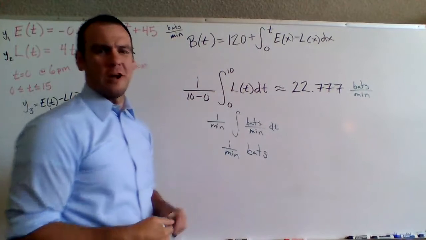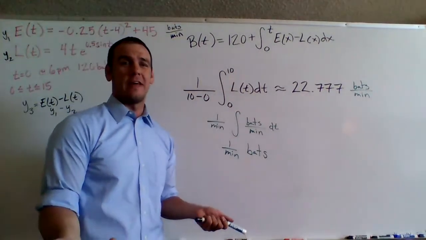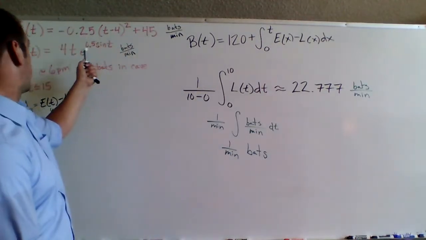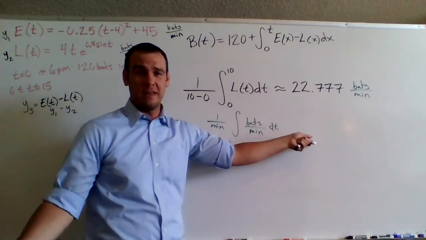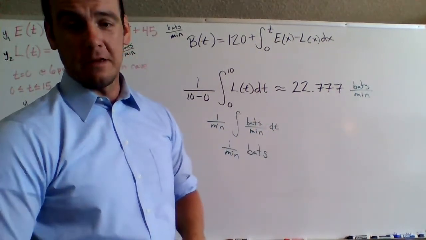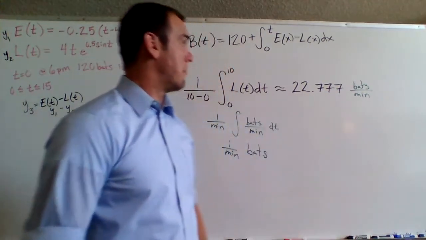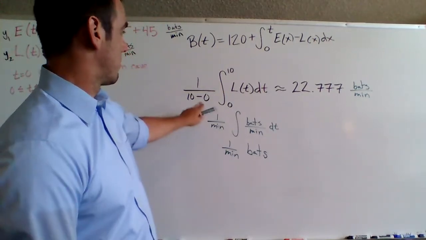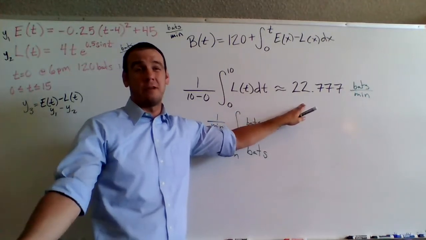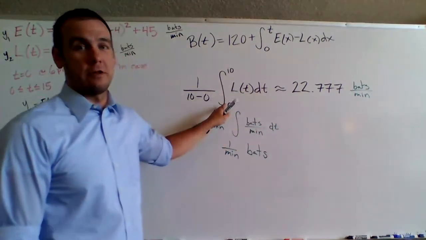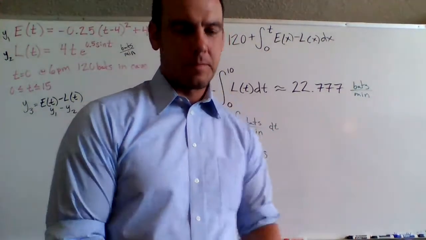Okay, let's go back to the question. It was asking us, find the average value of L of t. L of t was in bats per minute. Our answer better be in bats per minute if it's the average value of L of t. And that's all you got to do. So we're not going to round this. It's going to stay 22.777 bats per minute. So what that's really saying is there's about 22.777 bats per minute leaving the cave from 0 to 10 minutes, or from 6 to 6:10 p.m.